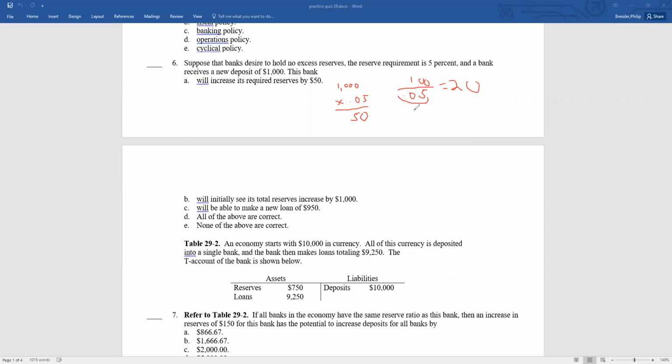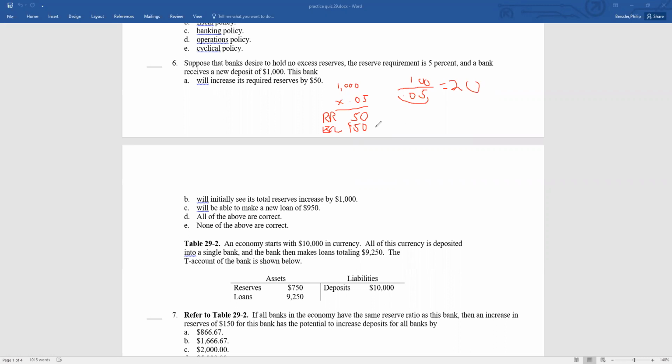We'll initially see the total reserves increase by 1,000. Well, I have $50 in reserve requirements, and that's going to give me $950 in excess reserves. So I am going to have a $1,000 increase in total reserves. So B is right. We'll be able to make new loans. Yeah, the excess reserves I could loan out. So C is right. So it ends up being D, all of the above.